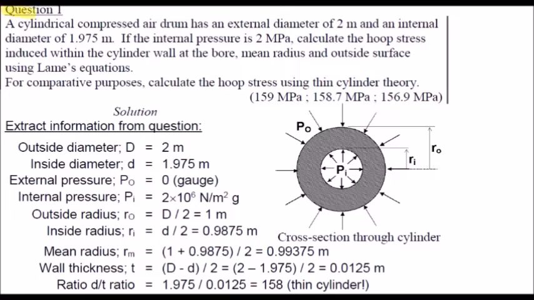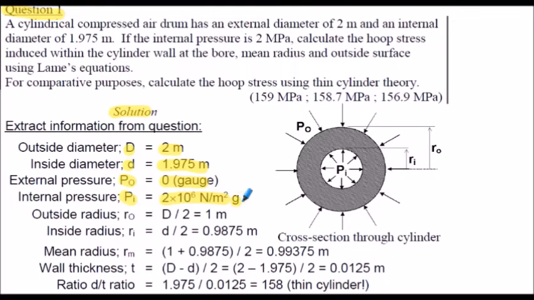So it's question 1. Here's the start of the solution. I've extracted various information from the question. We've got the outside diameter, capital D, which I've labelled as 2 meters, and the inside diameter, 1.975 meters. There's no external pressure stated, so we will assume the outside pressure is 0 gauge, and the inside pressure is given as 2 megapascals. That's 2 times 10 to the 6 newtons per meter squared.